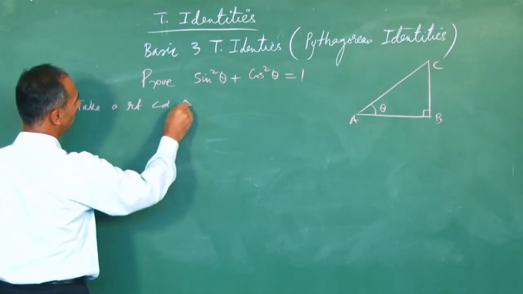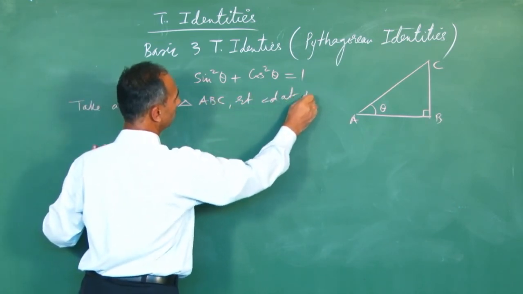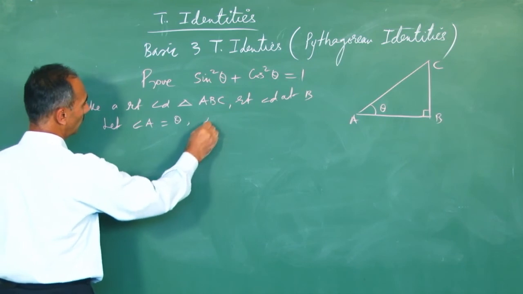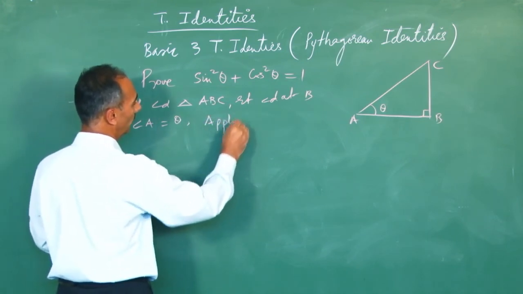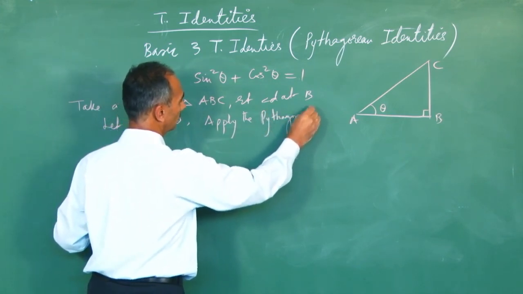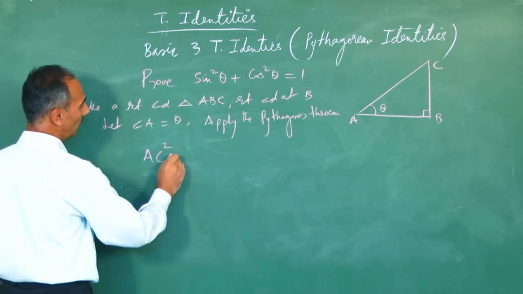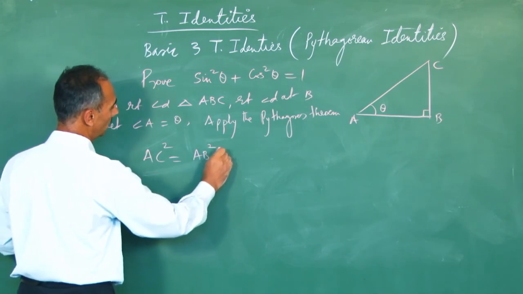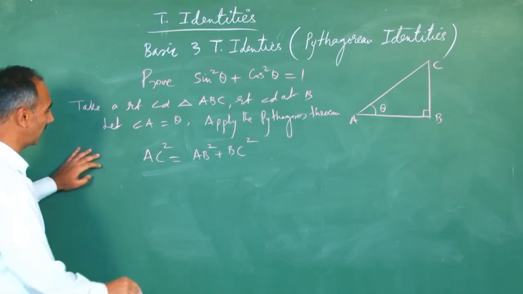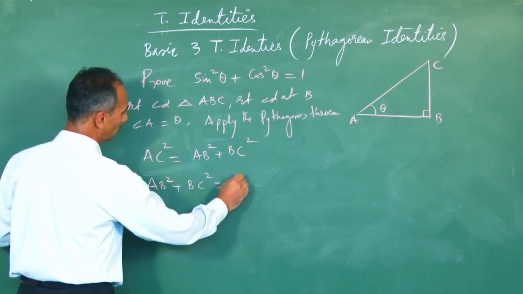Take a right angle triangle ABC, right angle at B. Let angle A be theta. Now what I do, I will apply the Pythagorean theorem, or Pythagoras theorem, in this right angle triangle. So my Pythagoras theorem is AC square is AB square plus BC square. Famous result. But let me rewrite it. I'll be writing this as AB square plus BC square is AC square.